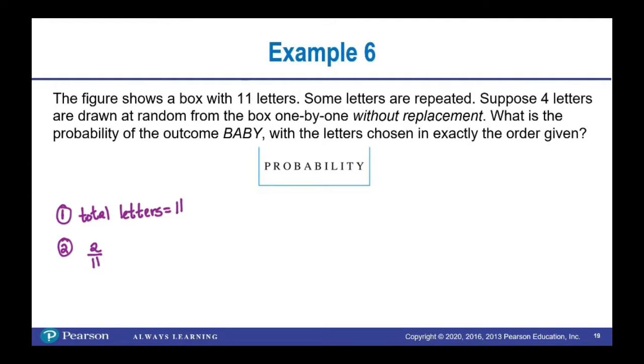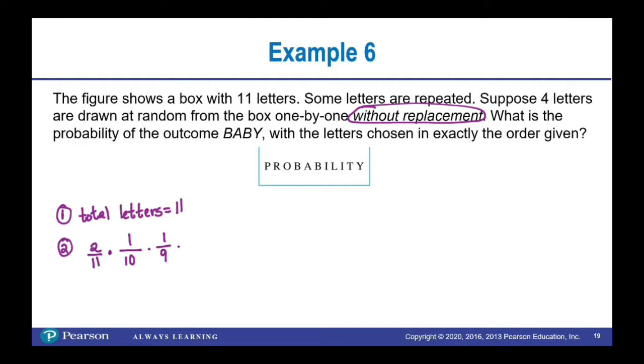Now notice we are drawing the letters without replacing them. With a multi-stage experiment, we multiply our probabilities. Since I don't repeat the letters, I still have one A, and notice this time I have only 10 letters left. I took a letter out, and so that leaves me with 10 letters. The 2 out of 11 is the probability of the B, then 1 out of 10 is the probability of A. So let's look at that second B. We have one B left in the box out of 9 letters now. We've taken out 2 letters, so we have 9 letters left.